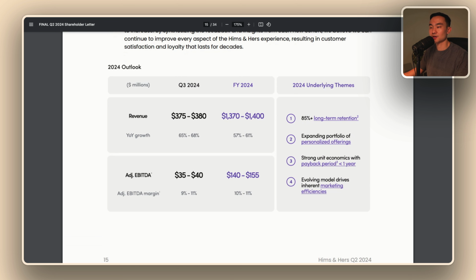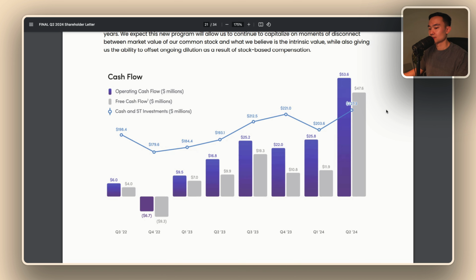In addition, management also raised their full-year adjusted EBITDA guidance by $20 million at the high end to $155 million in 2024, which should result in an adjusted EBITDA margin of about 11%. But more impressively, HIMS produced $48 million of free cash flow as seen by the gray bar right here in Q2, representing a free cash flow margin of 15%, which improved 10 percentage points year over year.